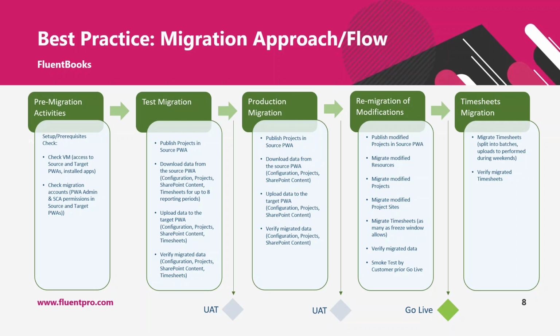After test migration is done and UAT is passed, the next step is production migration. There are 2 options here. If there is not that much data to be migrated, and if the source production environment can be frozen during the period of production migration to Project Online, then the remigration of modifications step is not necessary. In this case, it will be just production migration, short UAT, and then go live date.